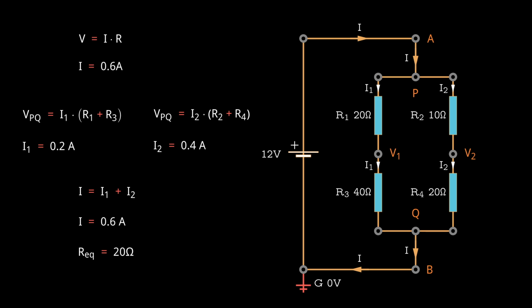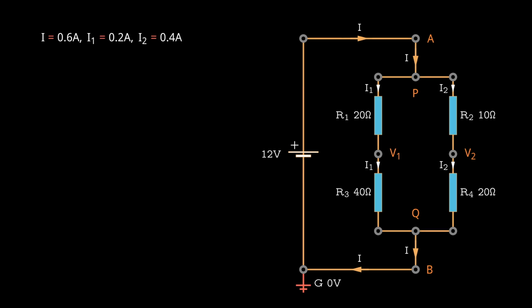We explored two methods for calculating the equivalent resistor. In the first method, we simplified the circuit step by step, combining series and parallel resistors to find the equivalent resistance. In the second method, we applied Kirchhoff's current law, KCL, to calculate the total current in the circuit, and then used Ohm's law to determine the total resistance. Both approaches lead to the same result, but each offers a different perspective on analyzing complex circuits.